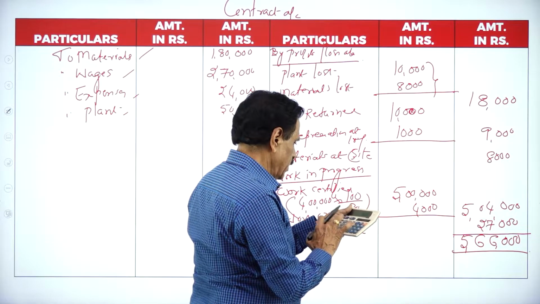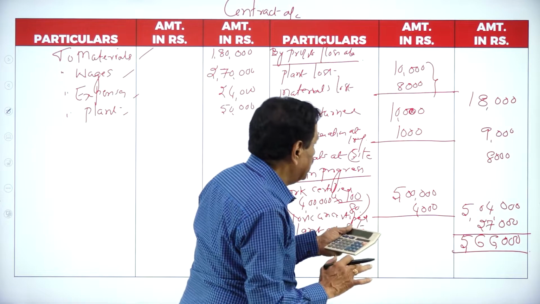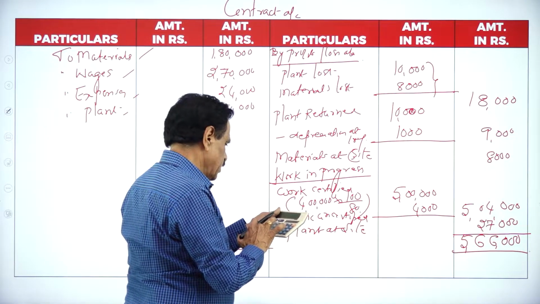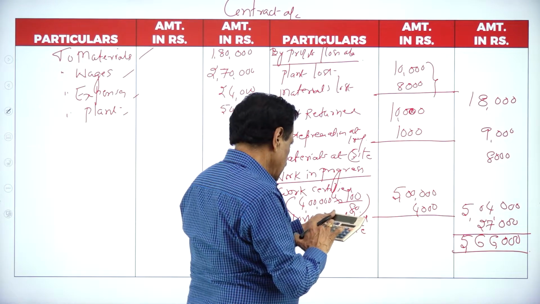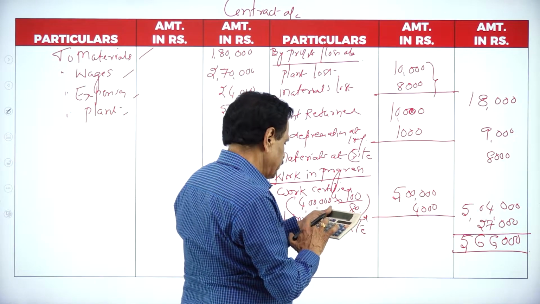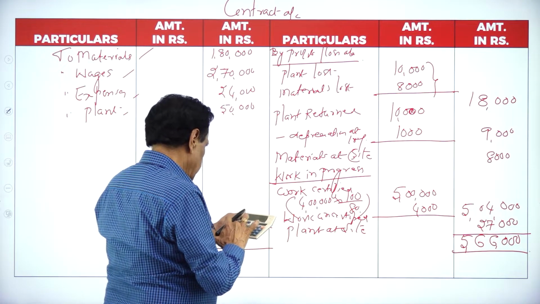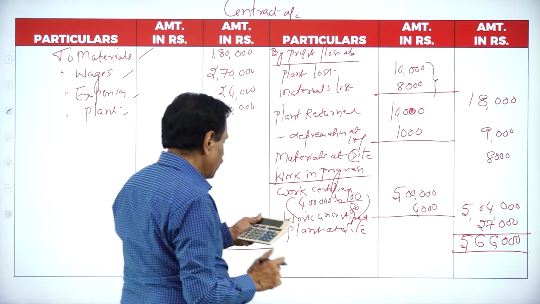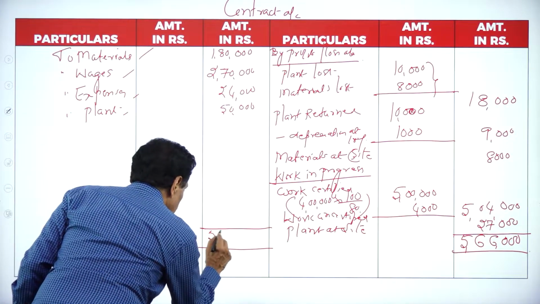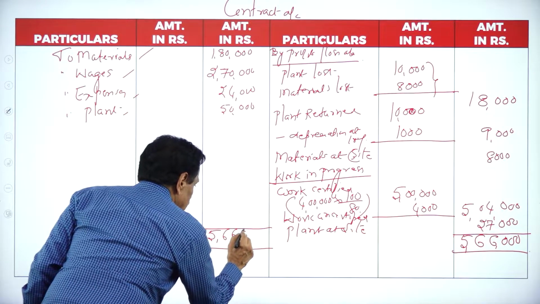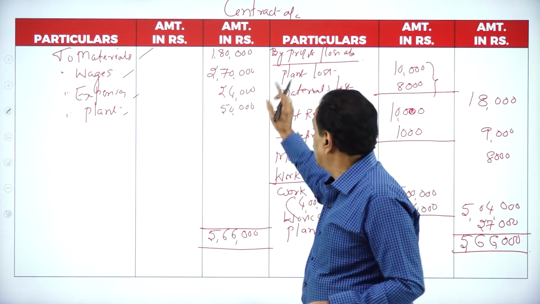So verify: 18,000 plus 9,000 plus 8,000 plus 5 lakh, 4,000 plus 27,000. 5 lakh, 66,000.